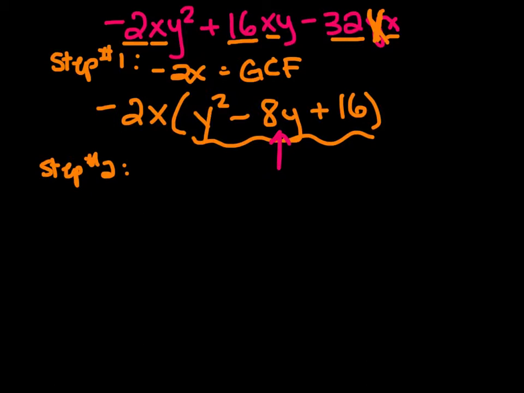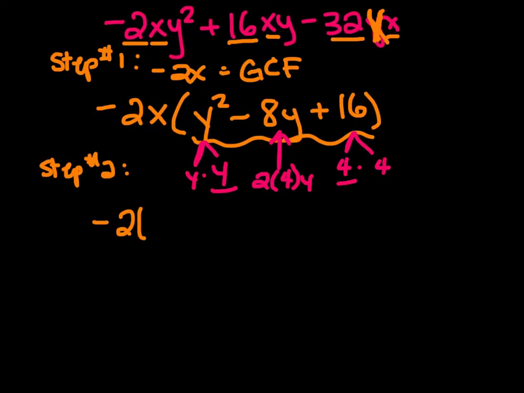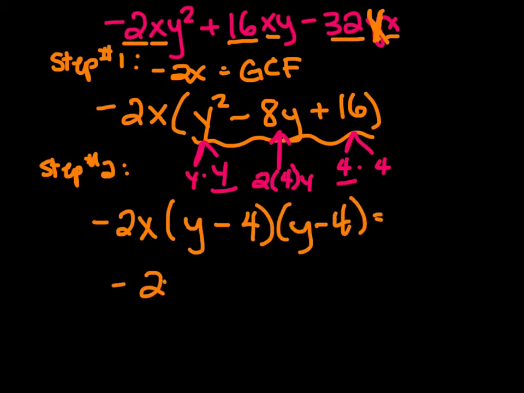And if I think about perfect square trinomials, I need to be able to break this up into 2 perfect squares. And then my middle term needs to be essentially the multiplication of my a and b terms, a term, b term. And that's exactly what it is. So I can rewrite this as negative 2x times y minus 4 times y minus 4, or I could rewrite that as negative 2x times y minus 4 squared.